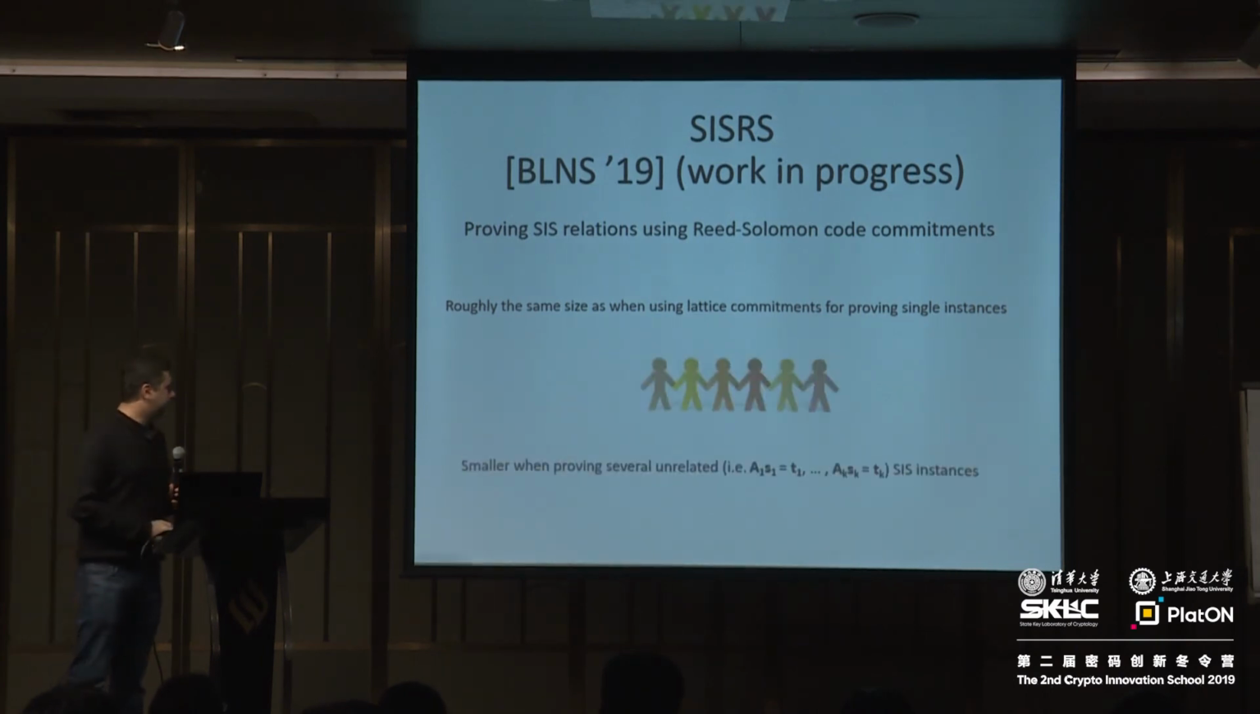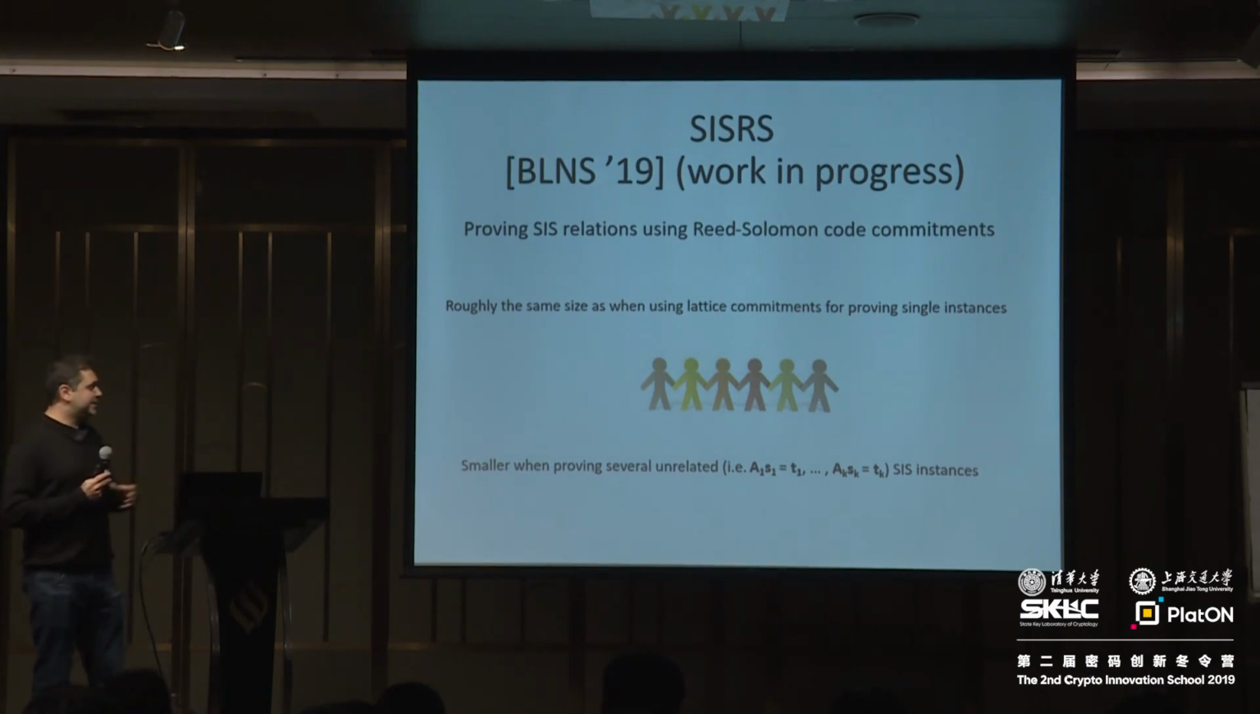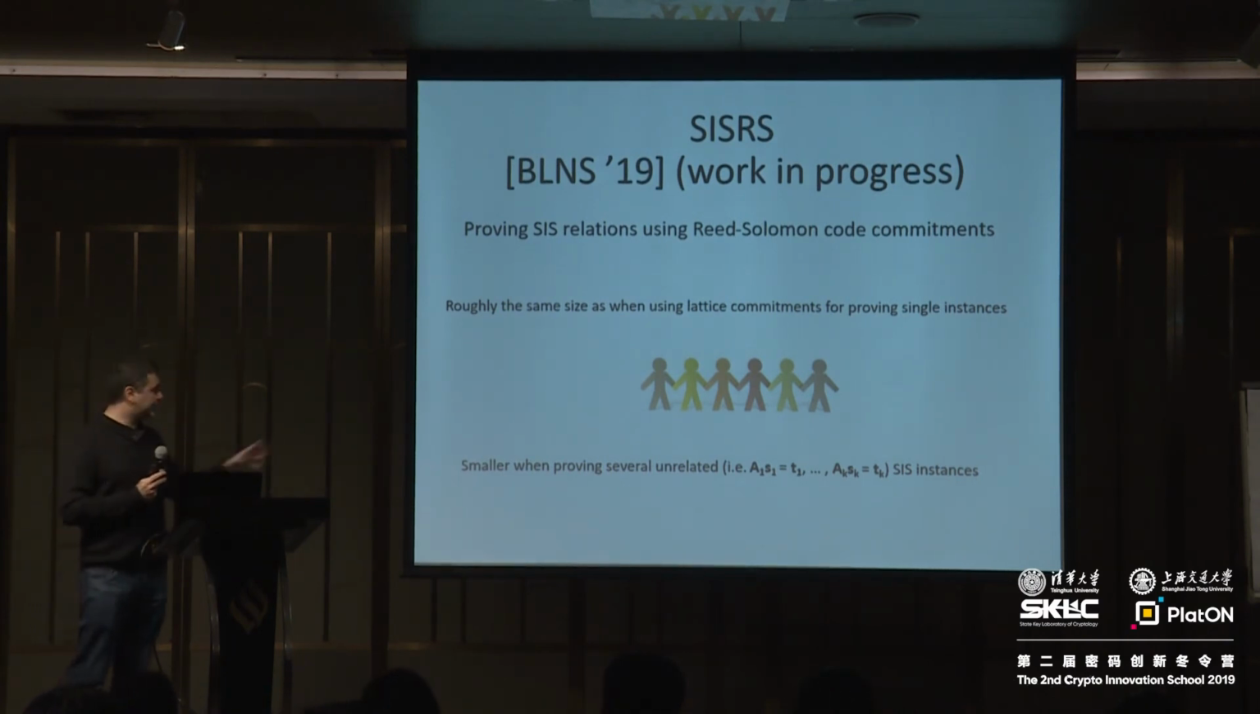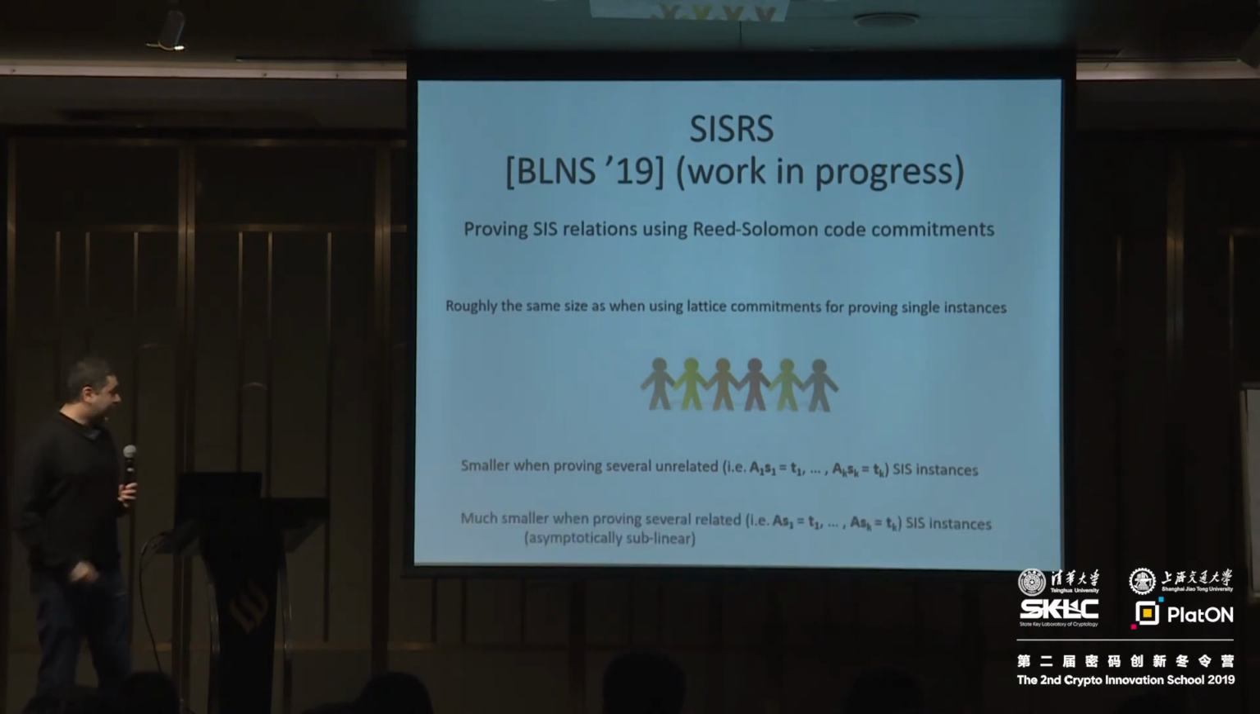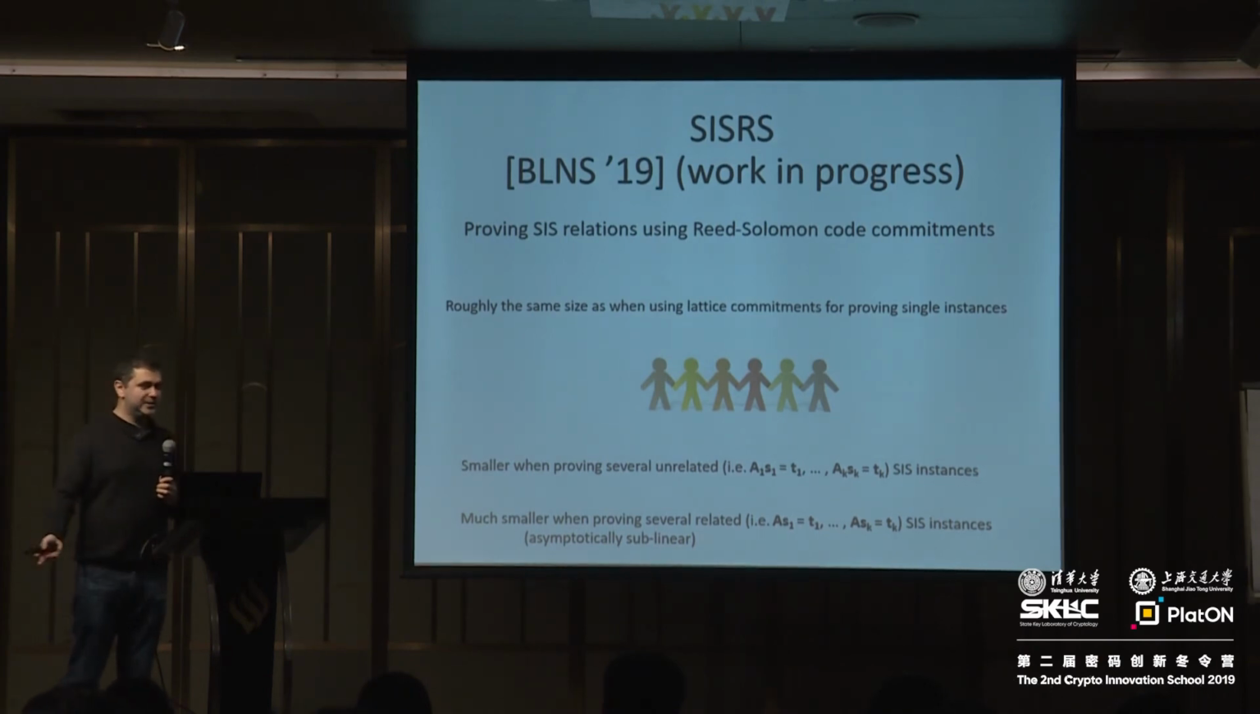So it's going to be smaller when proving several instances, even if they're unrelated. They could be for different A's: I have A1, S1 equals T1, up to AK, SK equals TK, and I can still do that. And if the A's are even the same, then concretely you can do it even better. You can do it asymptotically sublinear, which is not impressive because with PCPs you can really do logarithmic, but in practice you have to be careful. Here you can actually do it very small in practice.